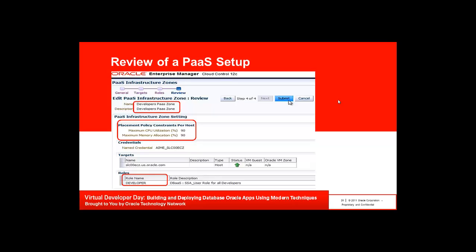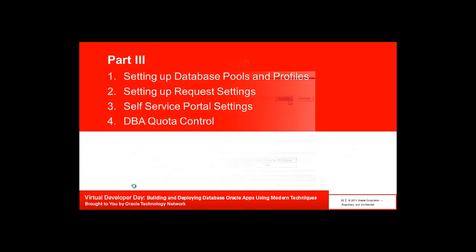The last step is the review of the PaaS setup. Note that we have our developer PaaS zone, along with the description. It's pretty much the same thing, developer's PaaS zone. Our utilization and our allocation for memory are both at 90%. We have our named credentials, which are the credentials for this actual storage area, our targets, and then we're using the developer role. Clicking submit will end up creating this, and it'll be ready to go.